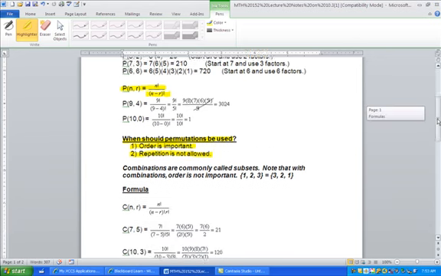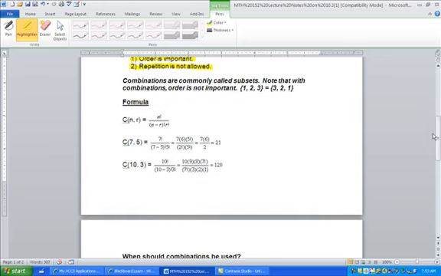Okay, let's move on down to combinations. Combinations are commonly called subsets. Note that with combinations, order is not important. It's very much like set theory, where we said the set containing 1, 2, and 3 is the same set as the set containing 3, 2, and 1. So order is not important. We're just looking at which elements are gathered together in the group.